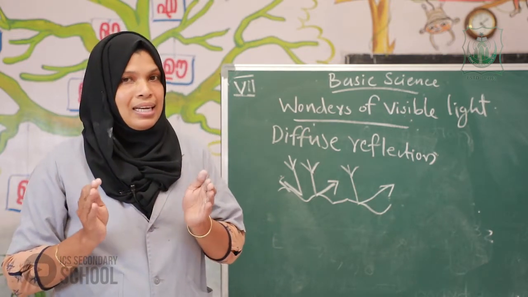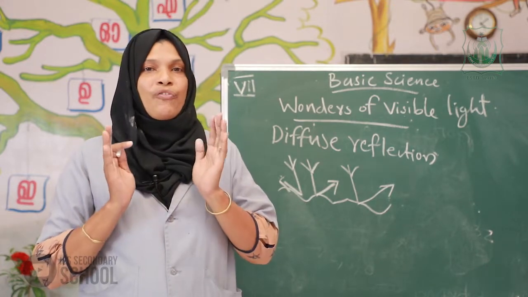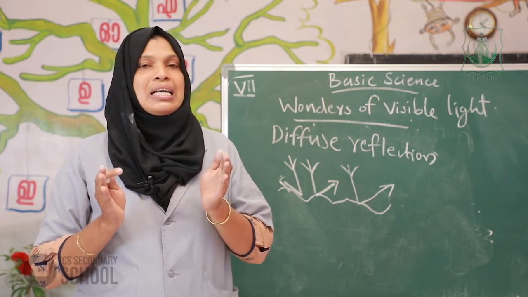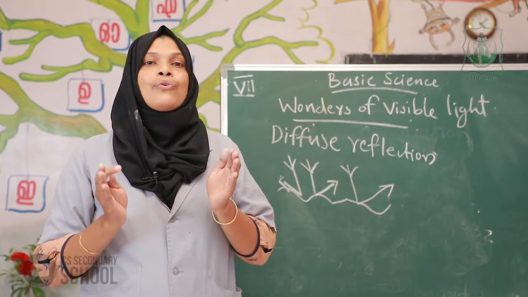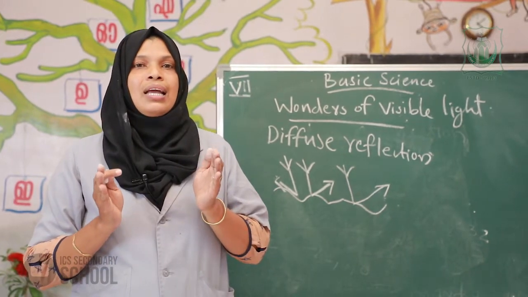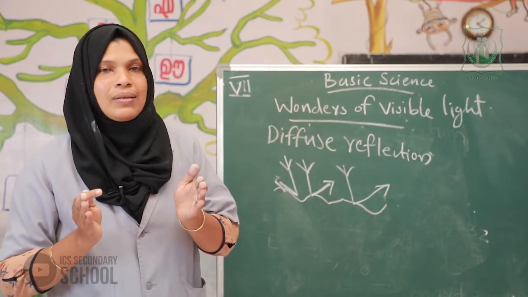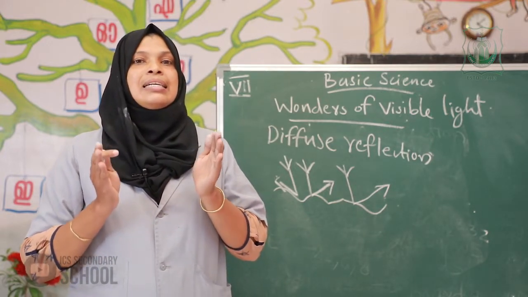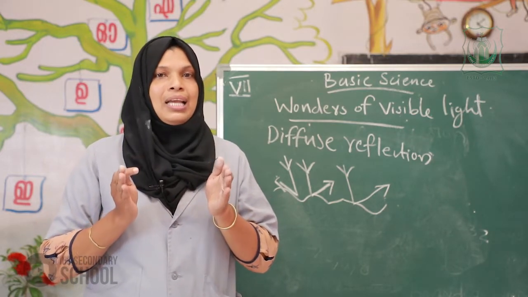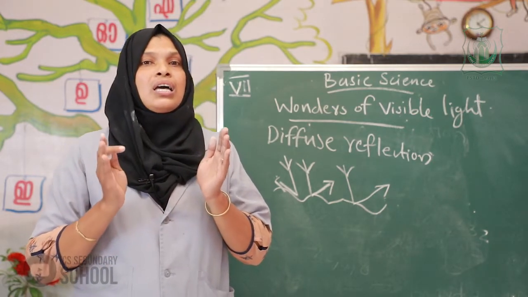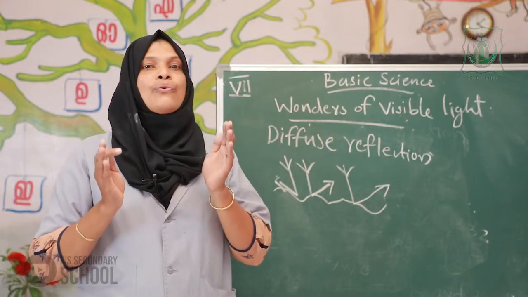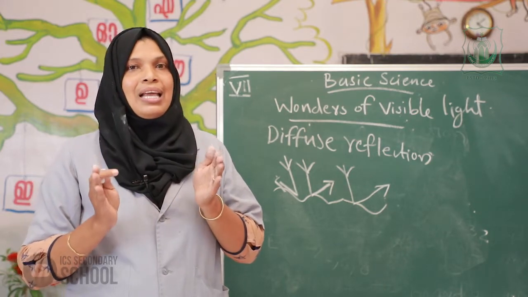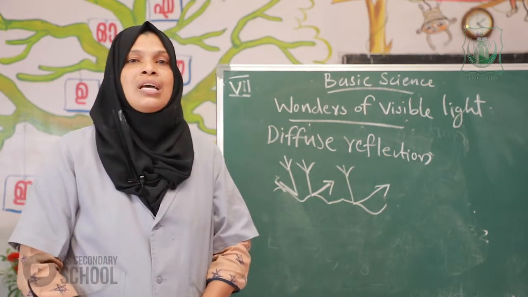First we have studied reflection. What is meant by reflection? Reflection of light is the return of light that falls on a surface. Then regular reflection: when light falls on a smooth surface, it is reflected regularly, and that is known as regular reflection. When light falls on a rough surface, it is reflected irregularly, and that is known as diffuse reflection.